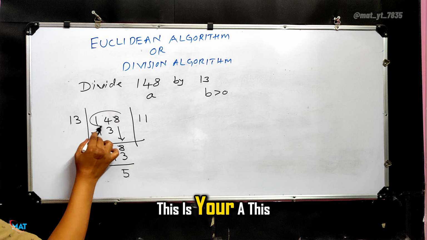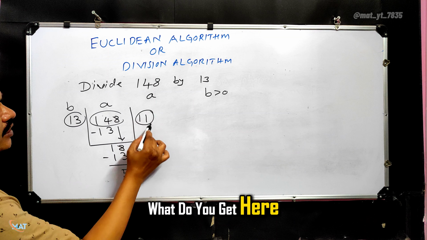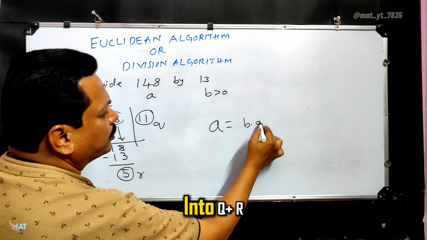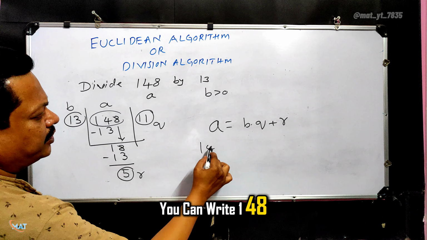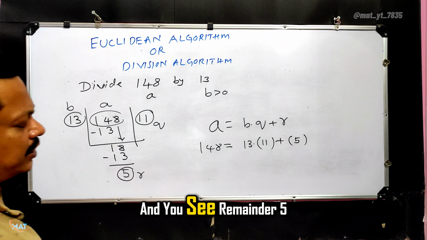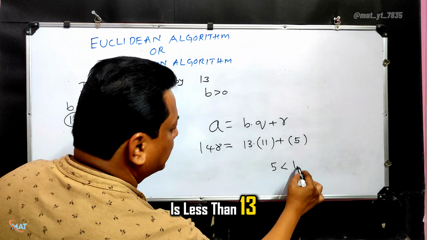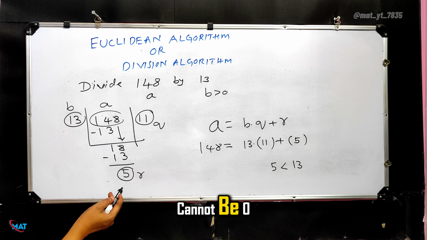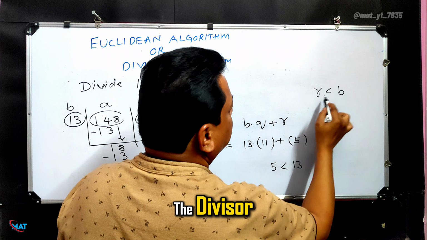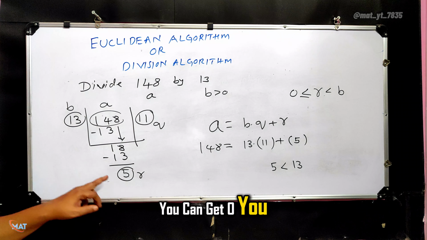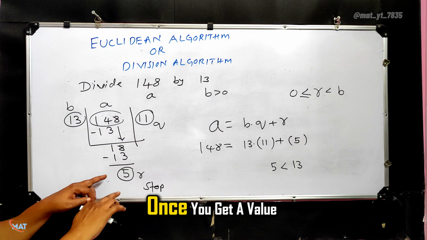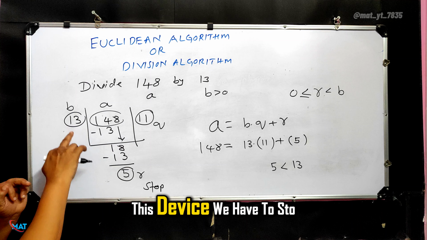Now you see this is your A, this is your B. Whatever you get here is Q, and this is your R. So what does the algorithm say? A is equal to B into Q plus R. You can write 148 is equal to 13 into 11 plus remainder 5. And you see remainder 5 is less than 13. The remainder can be 0 or not 0. I gave the range: it can be less than the divisor but more than or equal to 0. You can get 0. Once you get a remainder which is less than the divisor, we have to stop the algorithm.